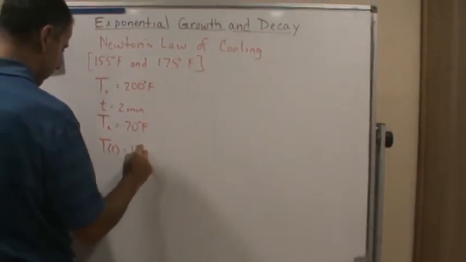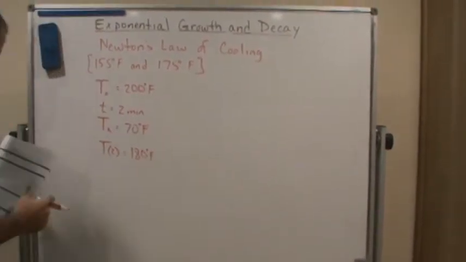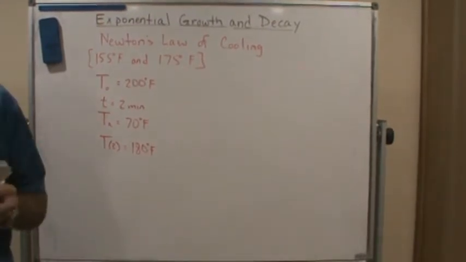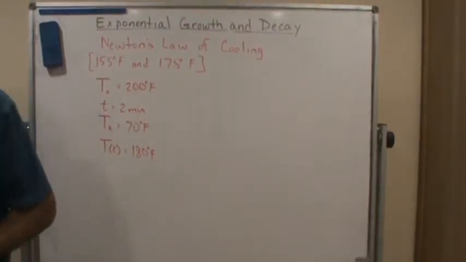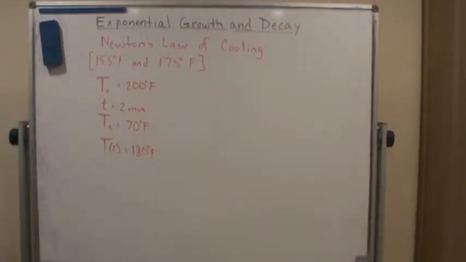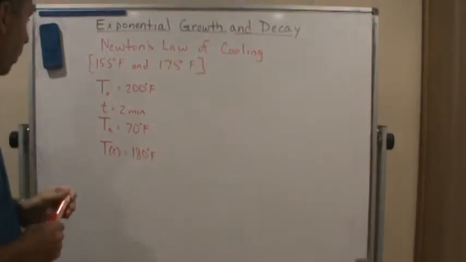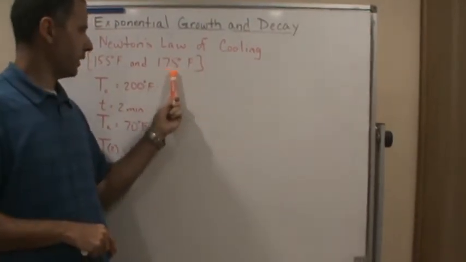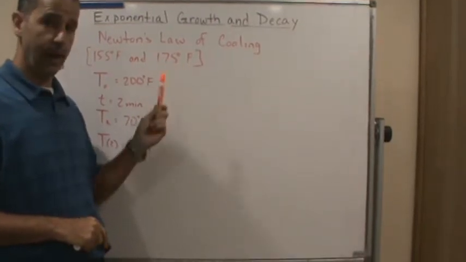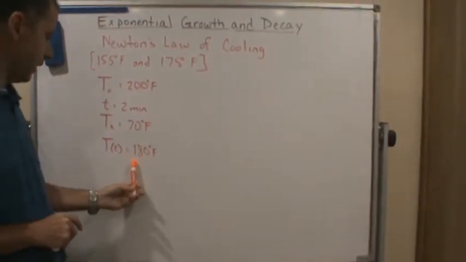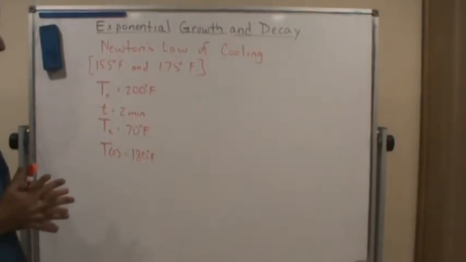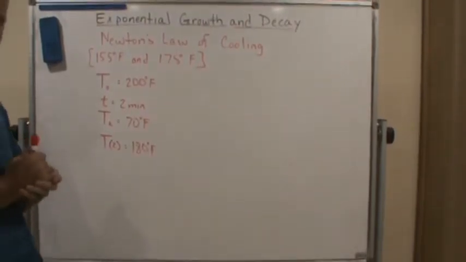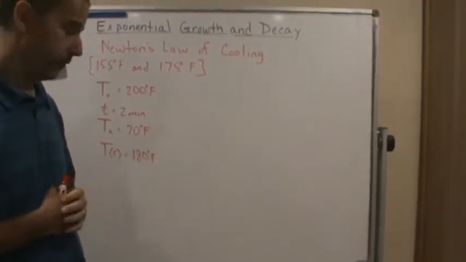to 180 degrees Fahrenheit. Okay, so now the first question is when will the coffee be cool enough to serve? The maximum temperature it can be in order to serve is 175. Right now it's at 180. So the question is, how long before the coffee is cool enough to be served?